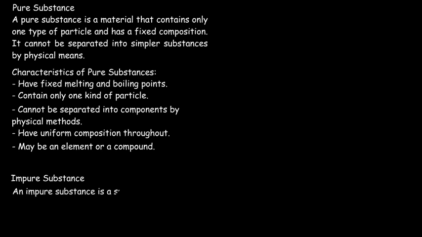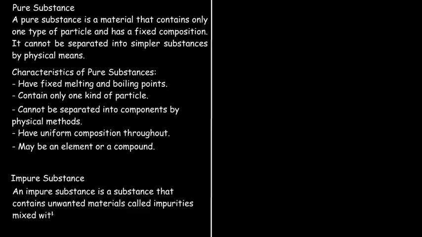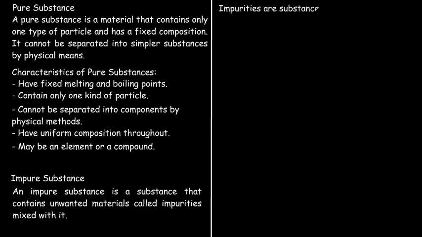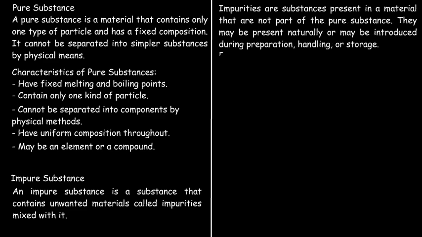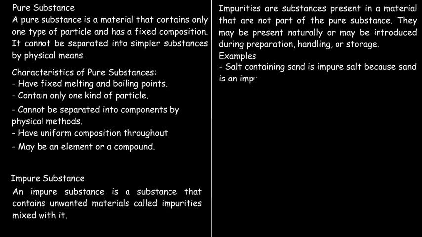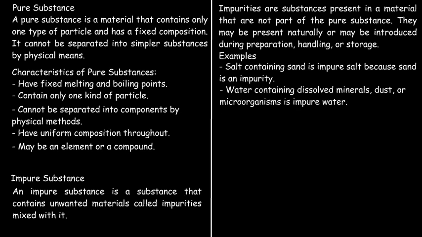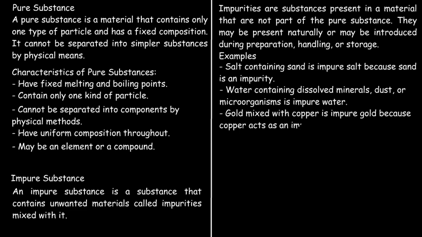Now, what are impure substances? An impure substance is a substance that contains unwanted materials called impurity mixed with it. Impurities are substances present in a material that are not part of the pure substance. They may be present naturally or may be introduced during preparation, handling, or storage. Example: salt containing sand is impure salt because sand is an impurity. Water containing dissolved minerals, dust, or microorganisms is impure water. And gold mixed with copper is impure gold because copper acts as an impurity.